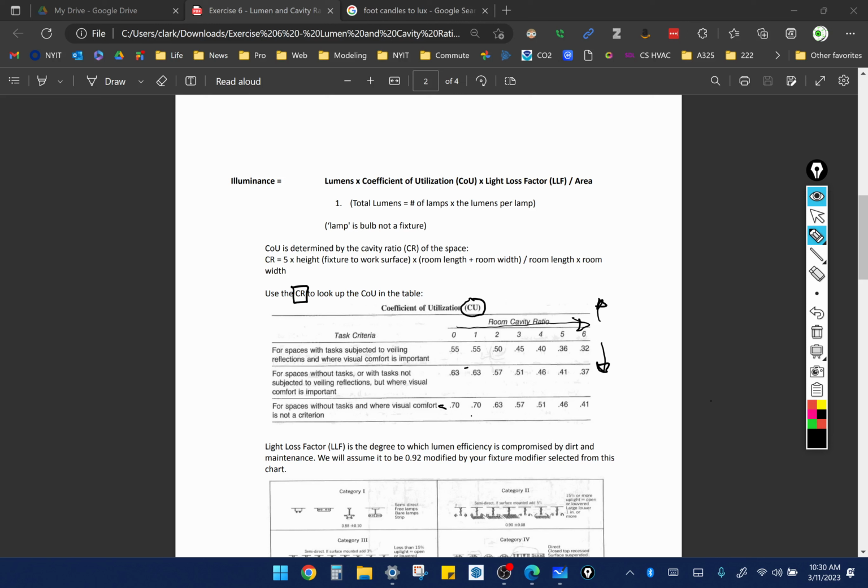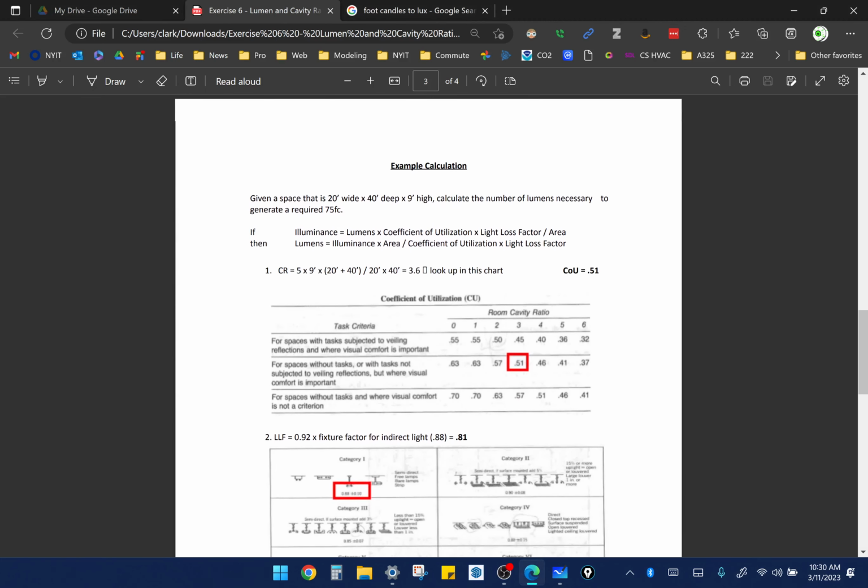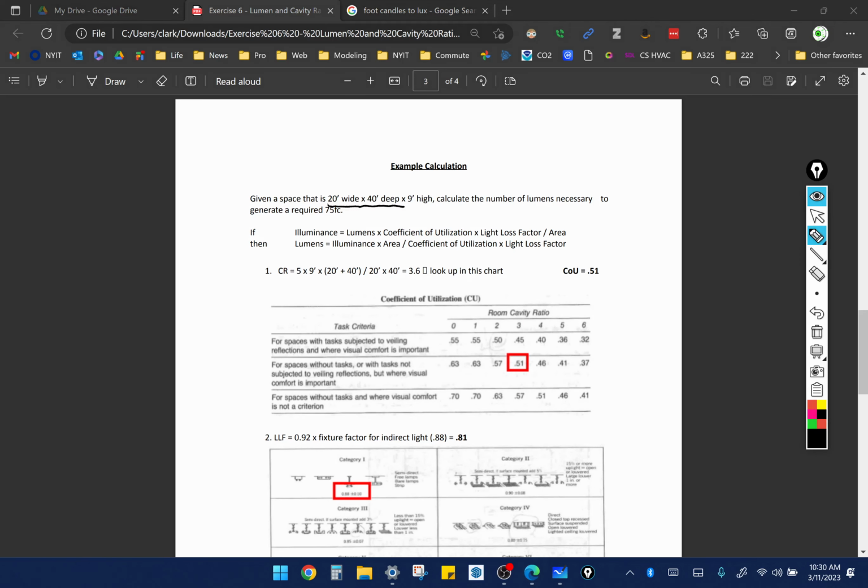So if we had, for example, let's go look at the sample they gave us. Just to show. So what they're saying here is we have a space that's 20 by 40 by 9 feet. So we use our cavity ratio equation to get 3.6. Then they went and looked at this coefficient of utilization chart. You use your cavity ratio, which in our case is 3.6, which would be right here. The people who made this just rounded down to 5.1.